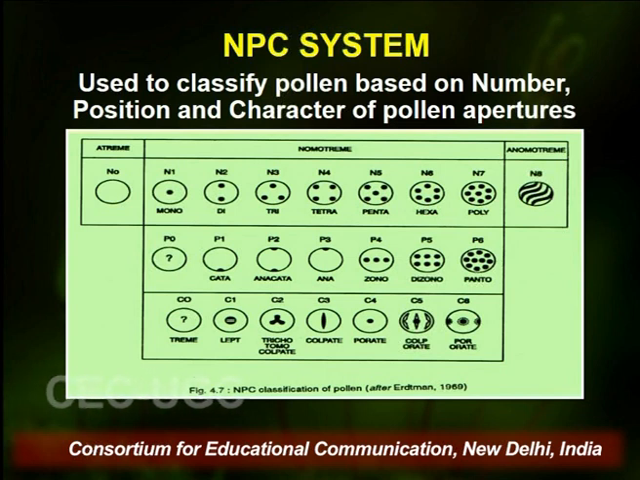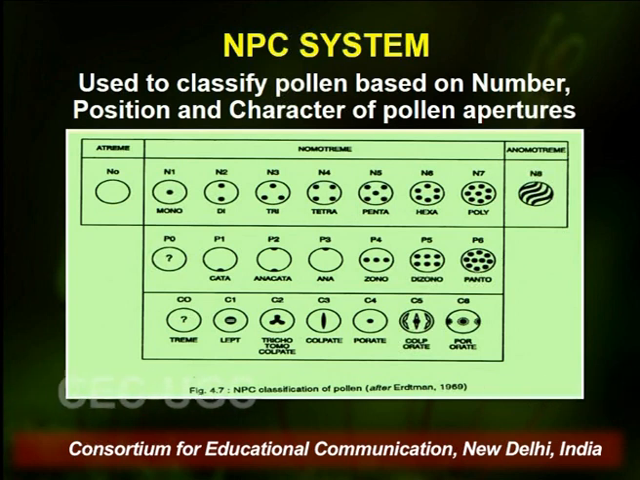You can see that in the first horizontal row, there are pollen grains shown with different numbers of apertures. In the second one, we refer to the position of the apertures, and the third is the type of aperture which is present on the pollen grains. So, it is the pollen aperture which is considered here in the system of classifying the pollen grains.